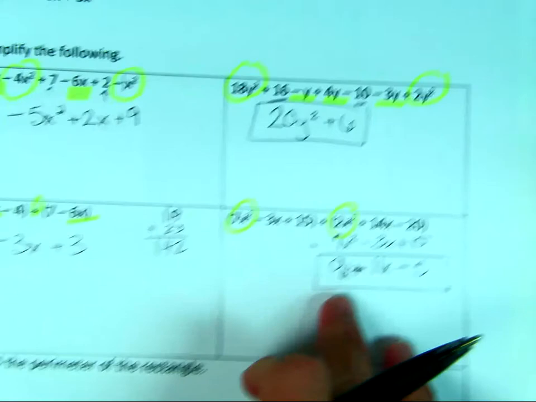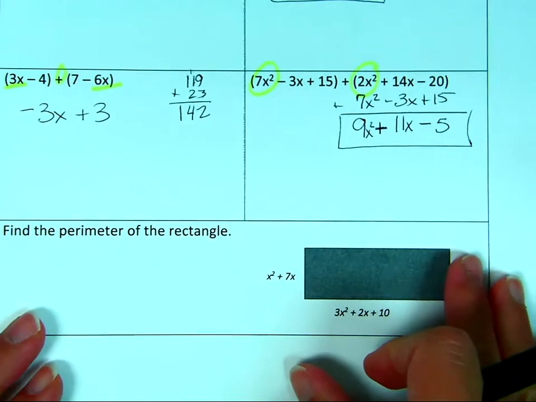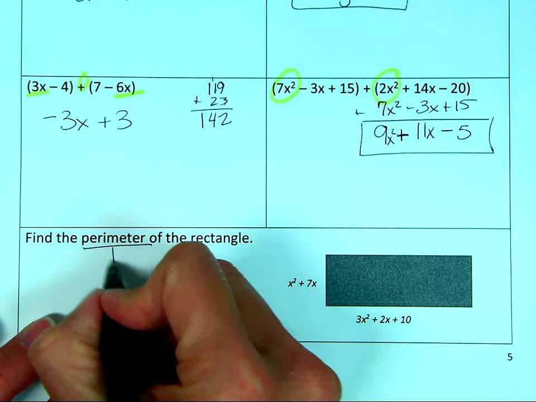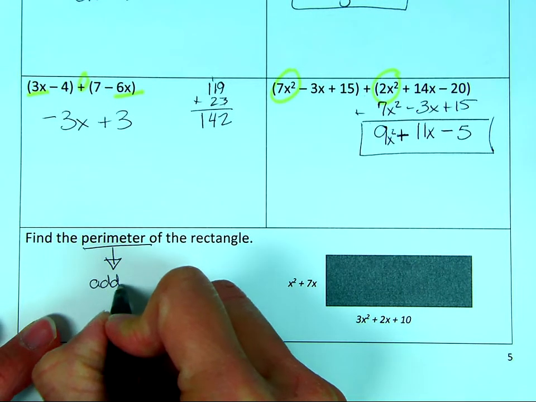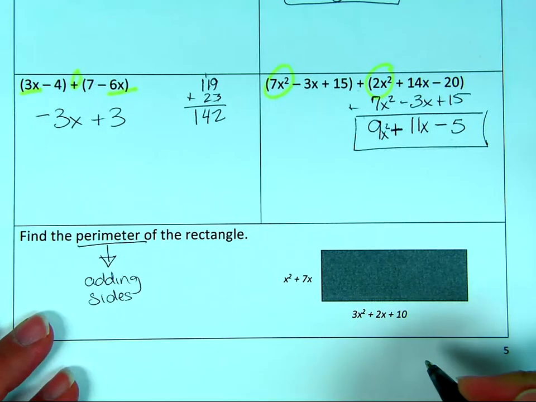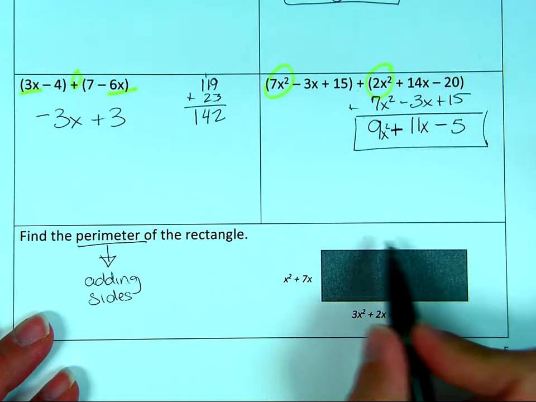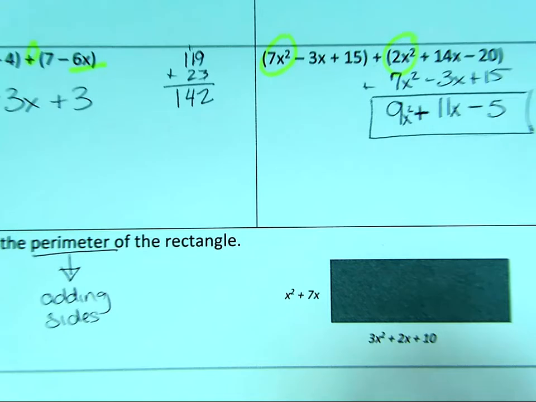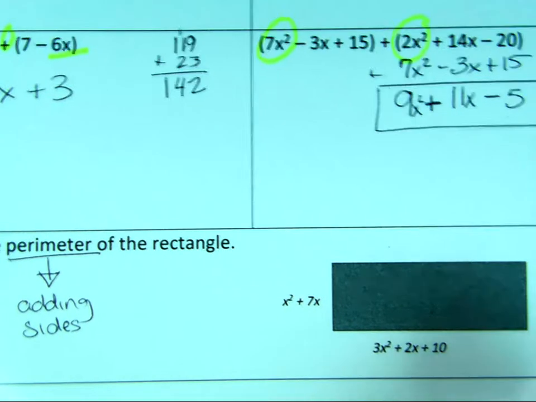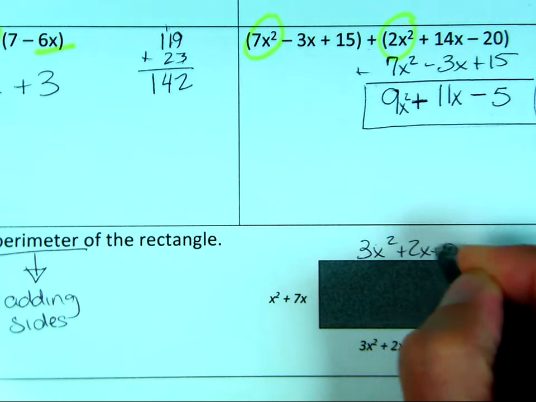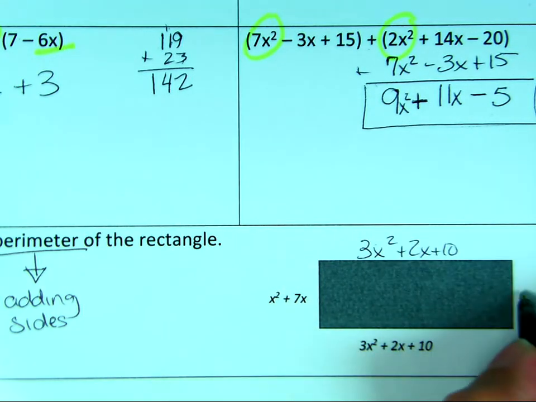Okay, so now we have a little rectangle, and it says find the perimeter. So hopefully you remember how to find the perimeter. Perimeter means you're adding up all the sides. So what do you remember about a rectangle? Because if we have to add up all the sides and they don't give us two sides, hopefully you remember that opposite sides are congruent. So that means I know this side automatically to be the same as its opposite side, and same thing over here. This one's going to be x squared plus 7x.